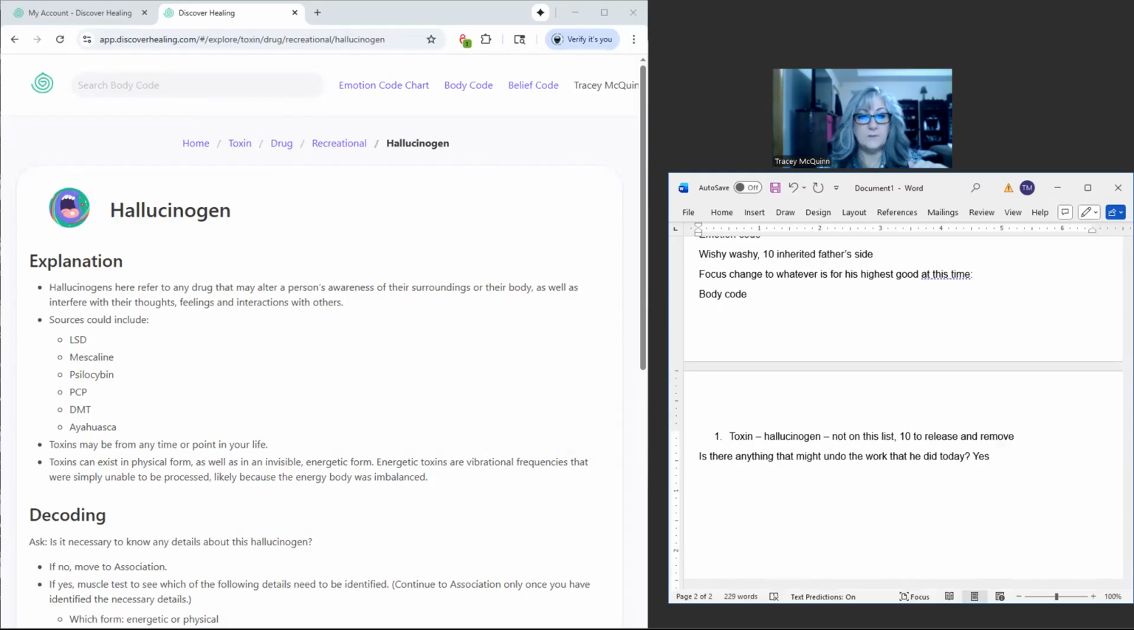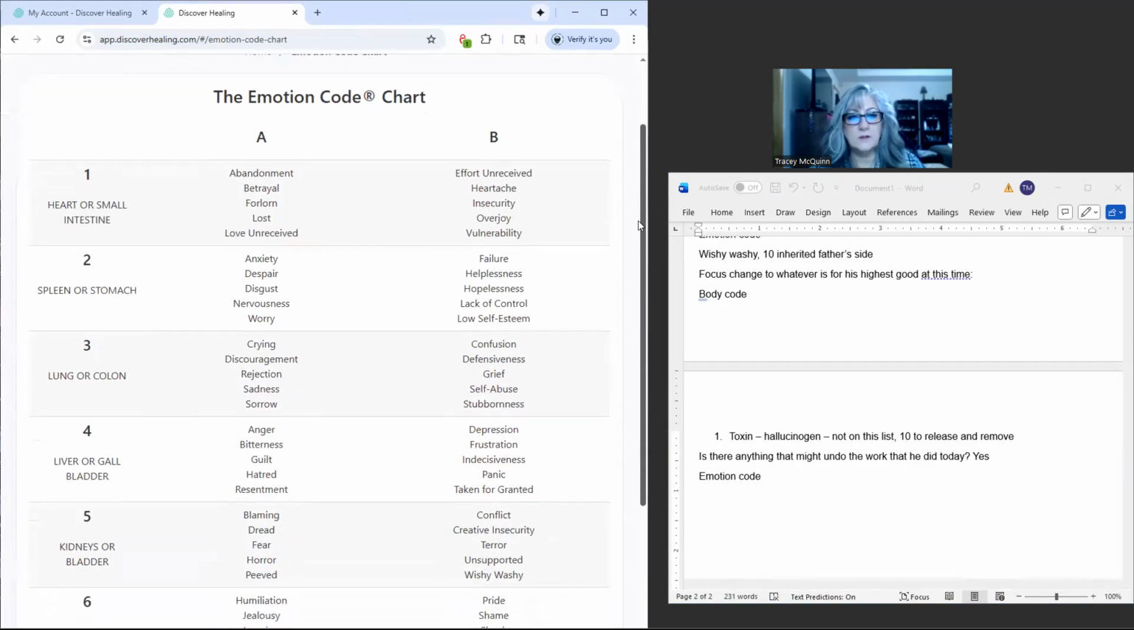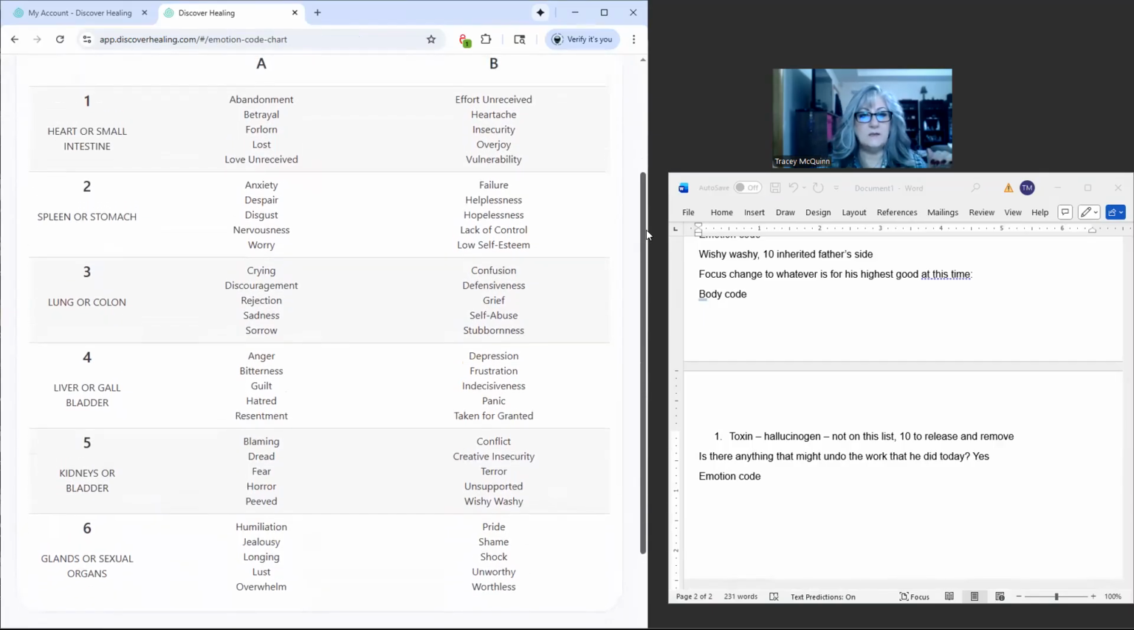Okay. Before we end that, is there anything that might undo the work that he did today? Yes. What would that be? Motion code? Okay. We're going first. All right. Would it be column A evens, A odds, A1, A3, A5? Again with that row. Is it blaming? Is it dread? Is it fear? Is it horror? It's interesting. Horror again. We saw that before. Is this one 3? Is this 10?